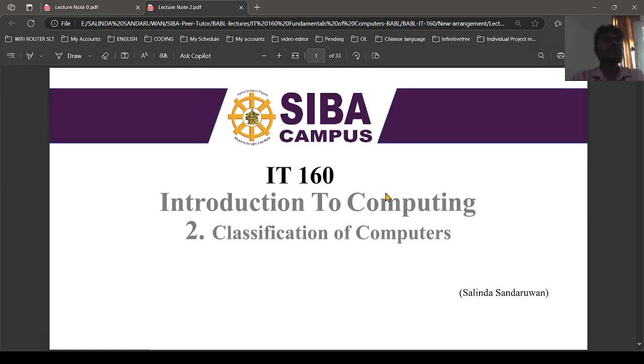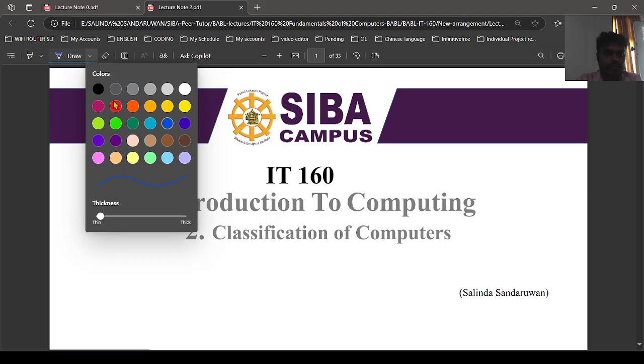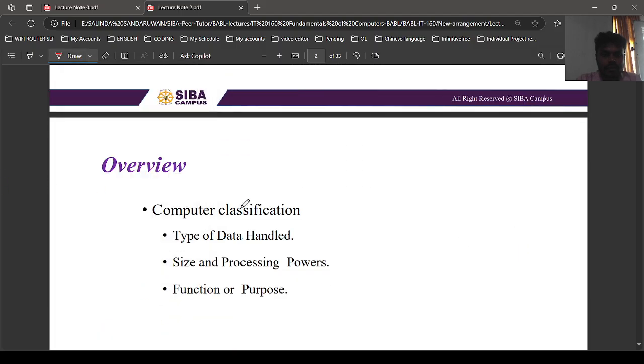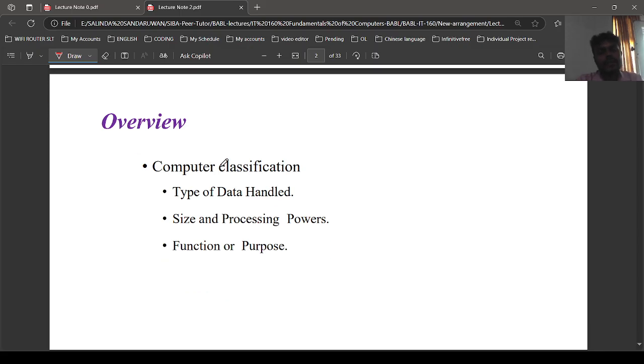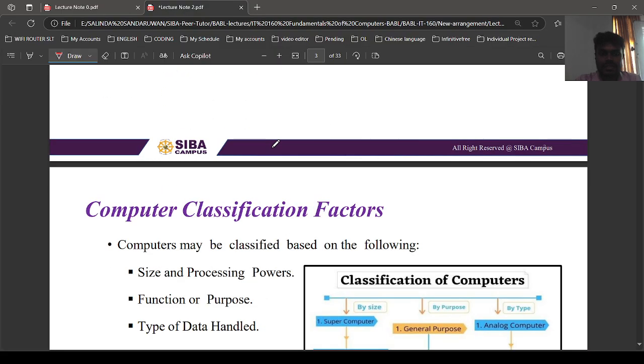So, classification of computers. We'll see how we can classify computers according to their size, their usages, and the technology. So let's proceed. We can classify computers according to their function, size and processing power, and the type of data handled. This is very important. Let's dive deep.